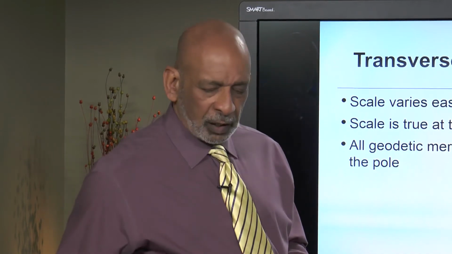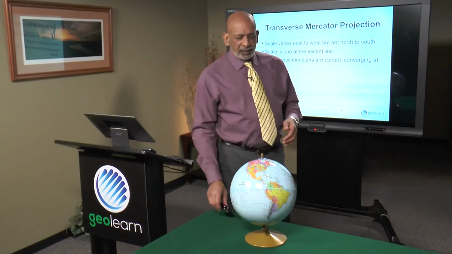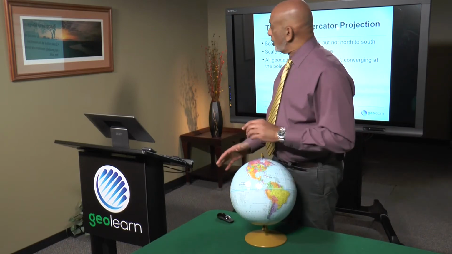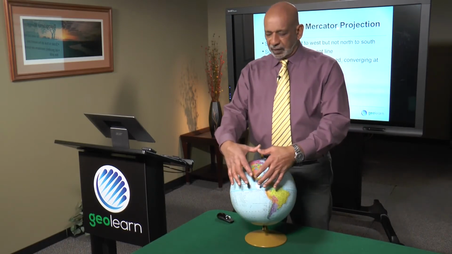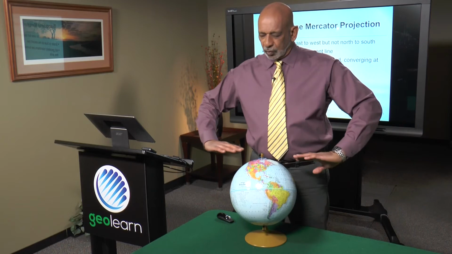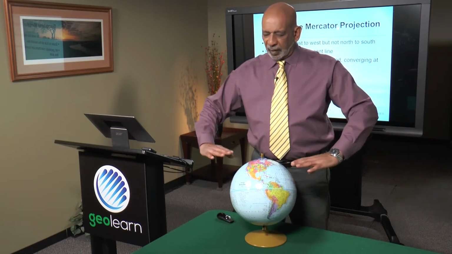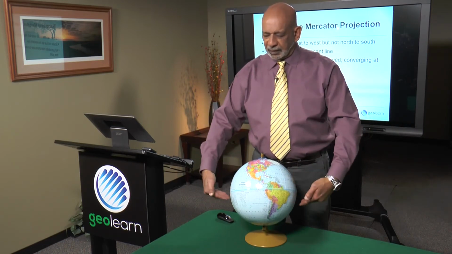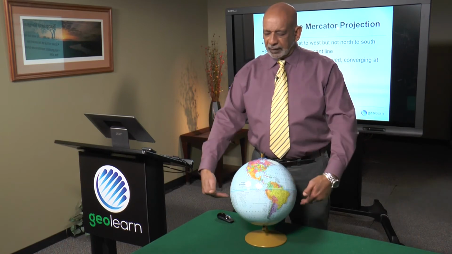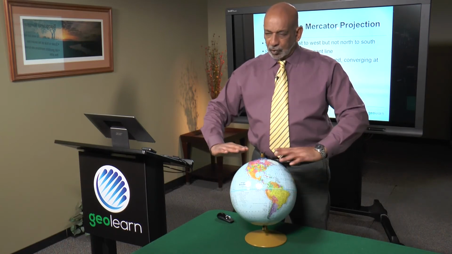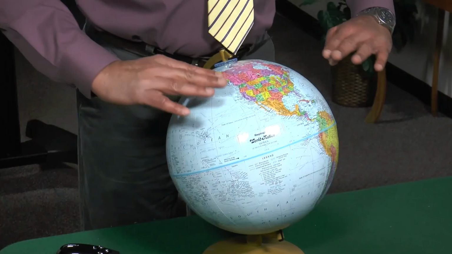Now, if we go to the globe, you will see that the scale, as I said earlier, varies from east to west, but stays constant north to south. And that's because we have the curvature of the cylinder matching approximately the curvature of the earth, so there's very little distortion as one proceeds north-south.